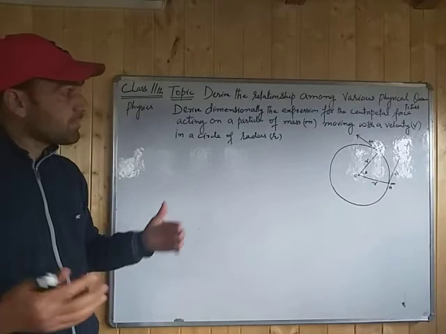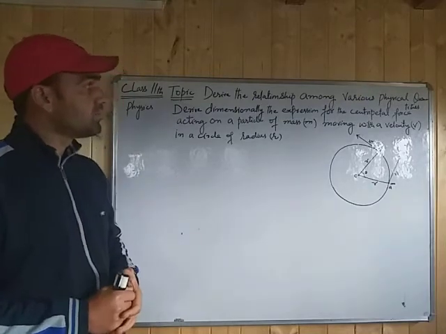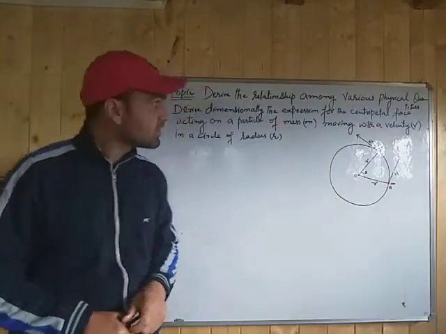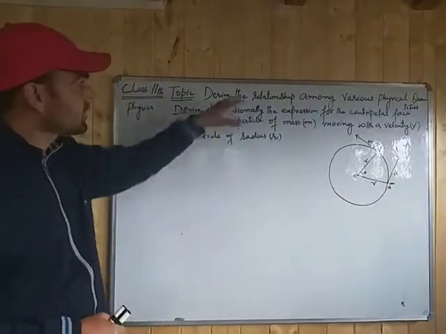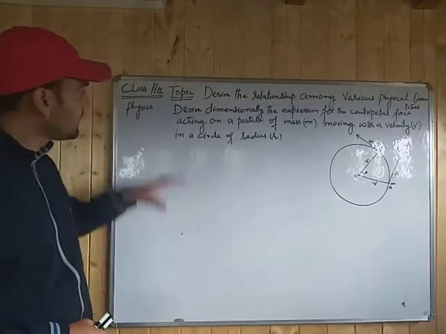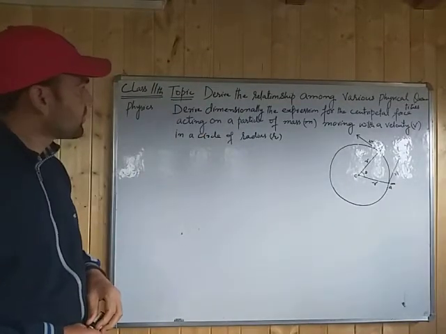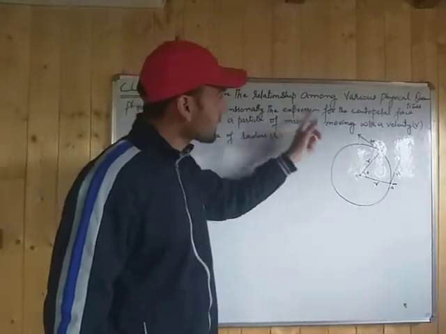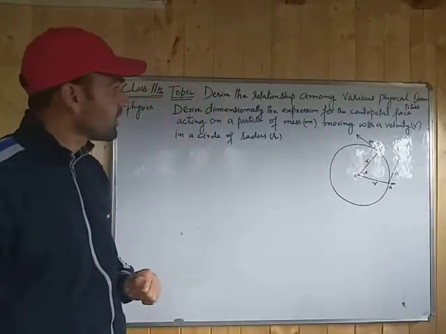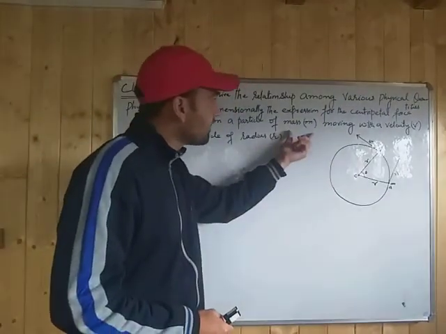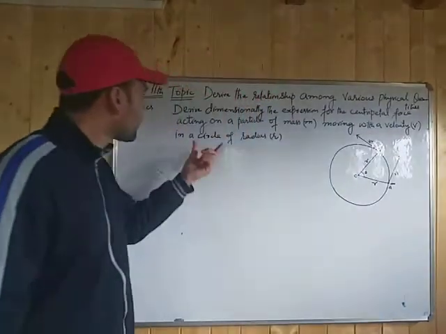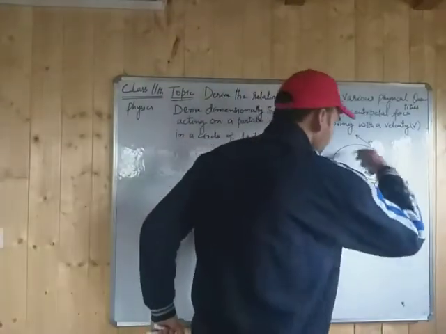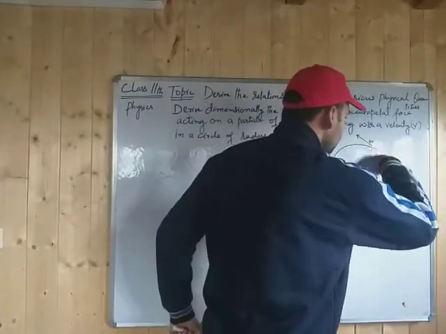If we know the various factors upon which the physical quantity depends, then we can establish the relationship among the various physical quantities. Today we will apply this third application in this very important numerical: to derive dimensionally the expression for the centripetal force which acts on a particle having mass m moving with velocity v in a circle of radius r. That means the particle is moving in a circle having radius r, mass m and velocity v.